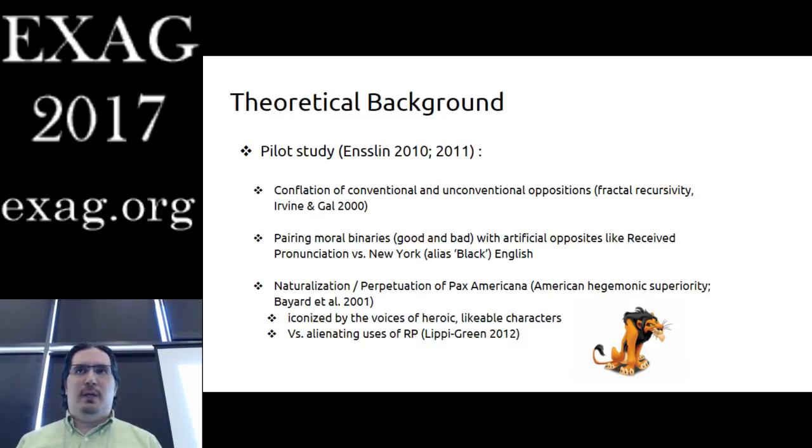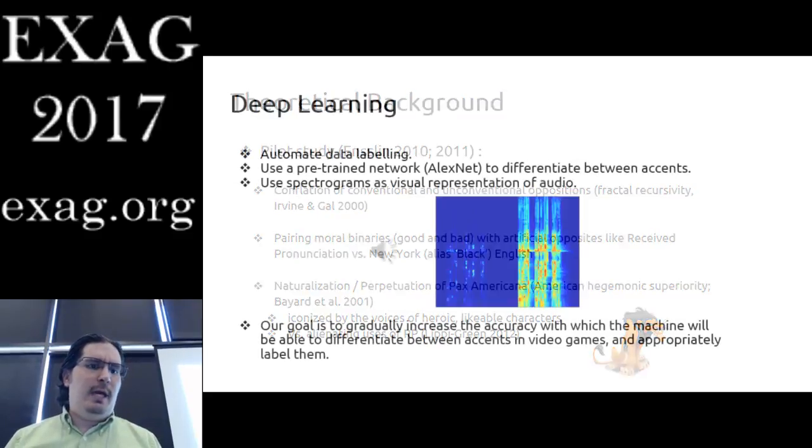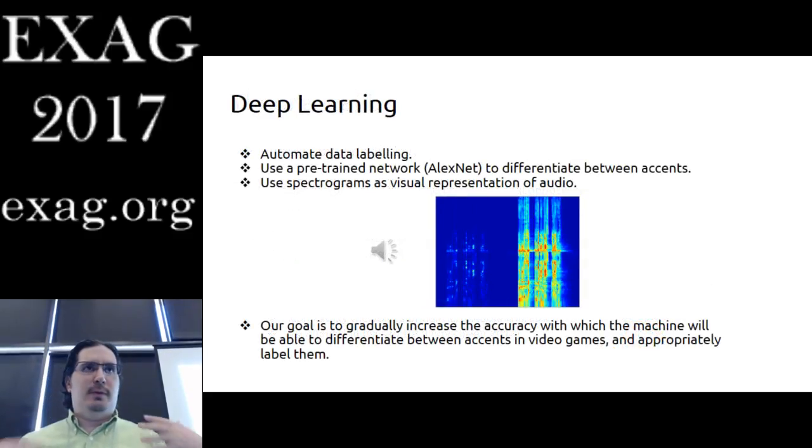So this study was done by, like I said, Astrid Ansley, and she went through clips from different video games like Castle Wolfenstein and Black and White, manually trying to see where the different accents were used. So we want to help automate this process with the labeling of the audio files in the games. And we thought of doing it through deep learning.